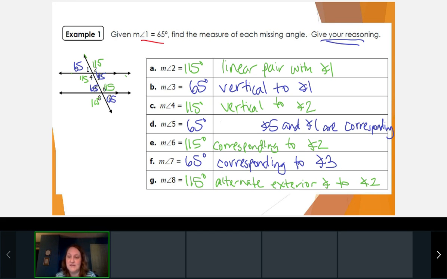Now you know what I'm going to ask next. What do you notice about all the obtuse angles in this picture? They're all congruent, right? So if you can find one acute angle, you know all of them. If you can find one of the obtuse angles, you know all of them. I think that's pretty cool. Okay. And pretty easy, right?